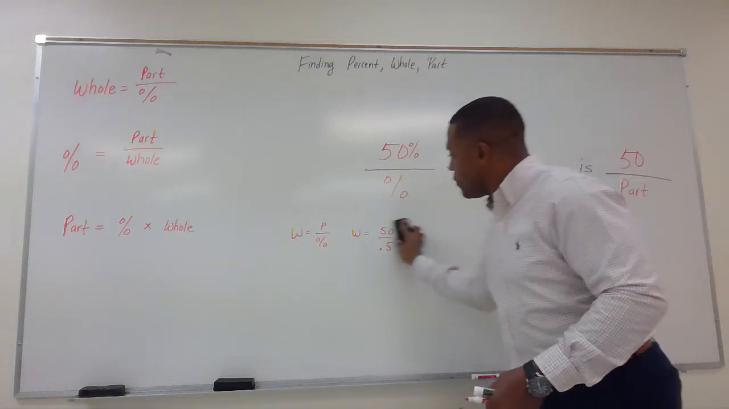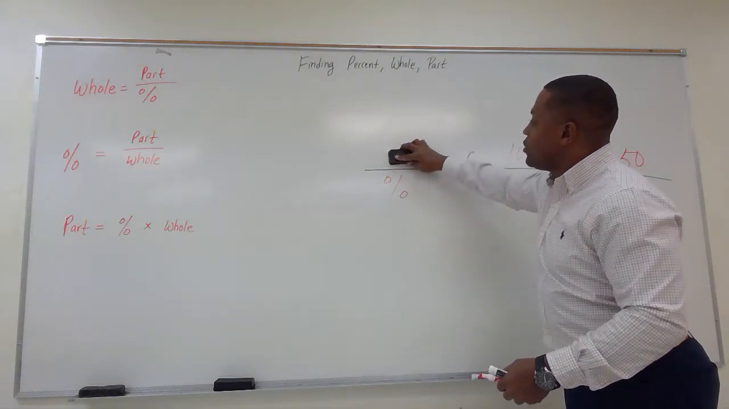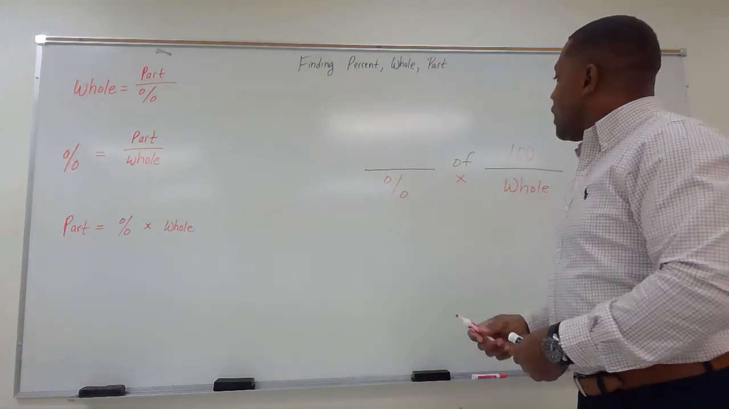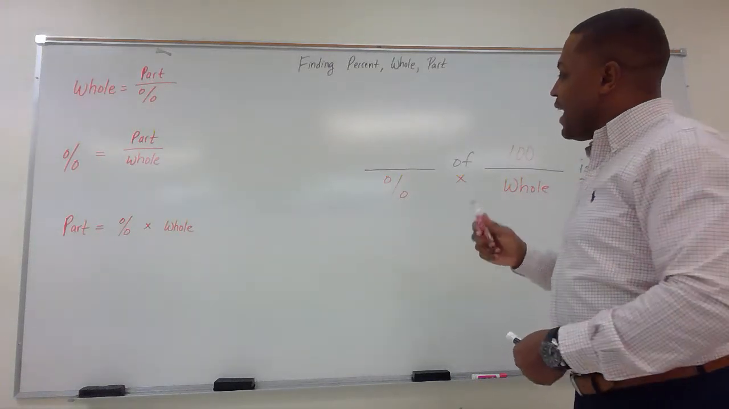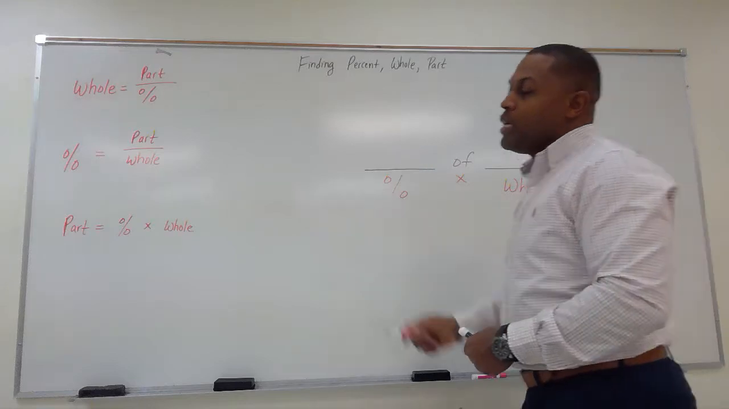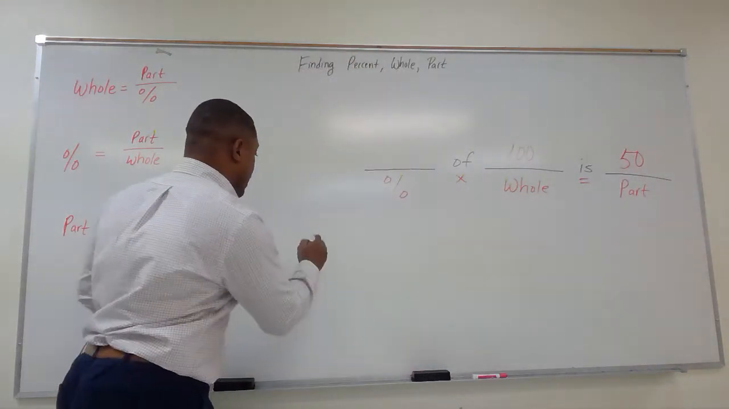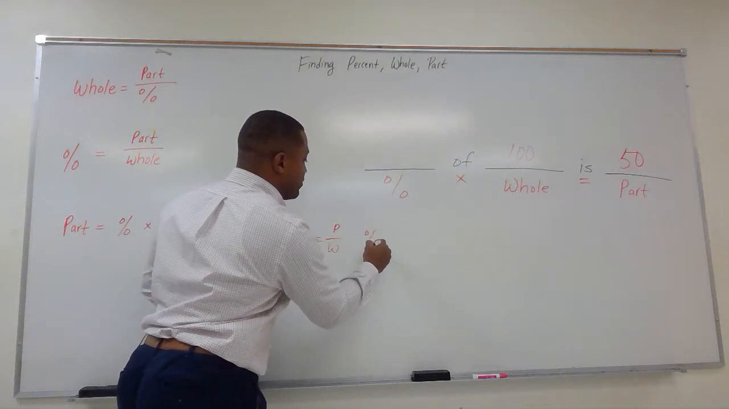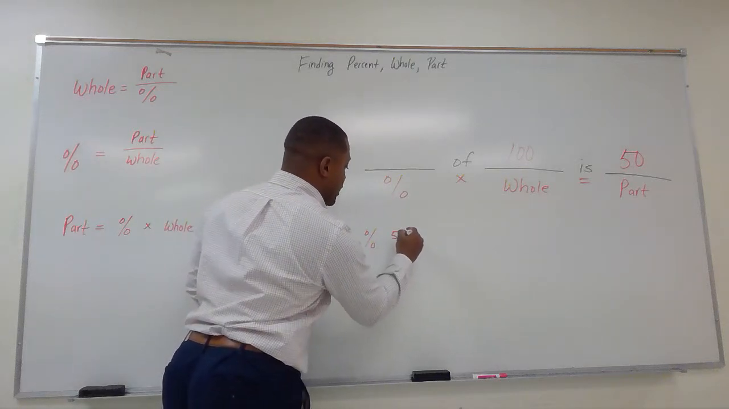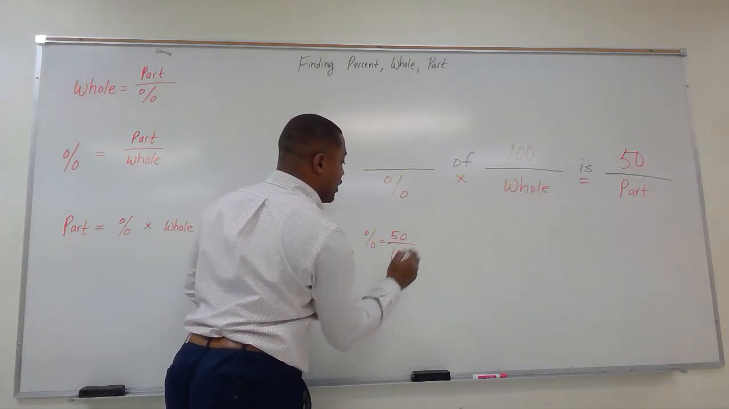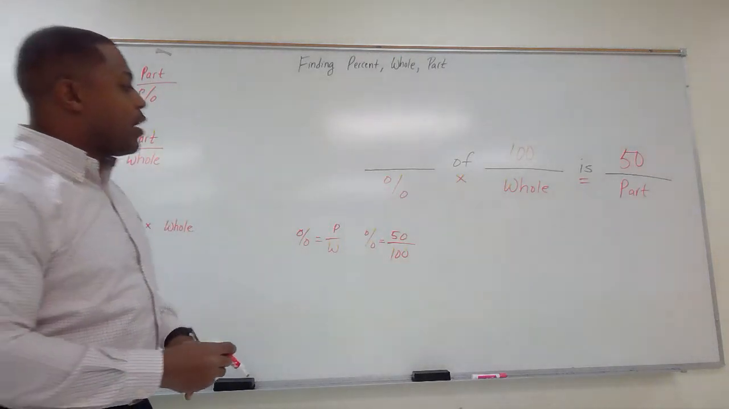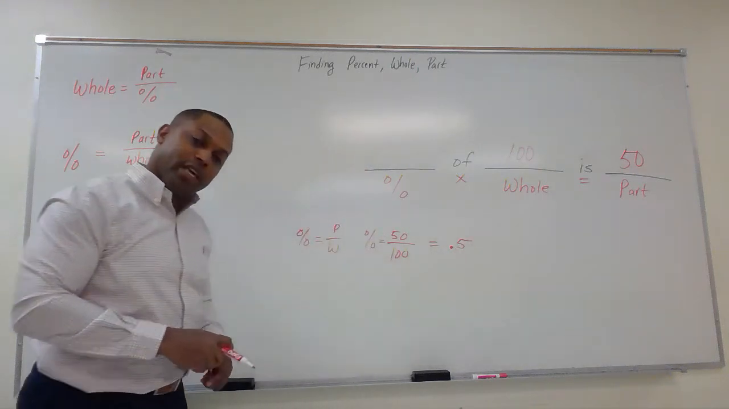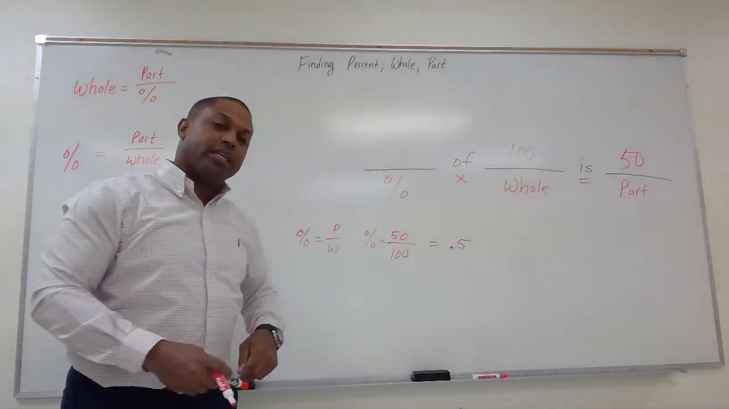All right. And then what if the percent was not included? According to this chart again, if I'm looking for the percent, that is part divided by whole. So I'm going to do 50 divided by 100. If you put that into your calculator, it would come out 0.5. But they want it in percent form.